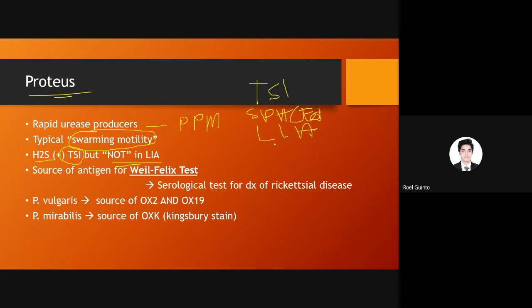So, baka may magtanong, Sir, para saan yung Weil-Felix test? This test is used for the serological diagnosis of rickettsia. Tatandaan, Weil-Felix test is serological test for the detection of rickettsial disease. We have Proteus vulgaris and Proteus mirabilis. So this is the source of OX2 and OX19 antigen, while Proteus mirabilis is the source antigen of OXK or the Kingsbury stain.